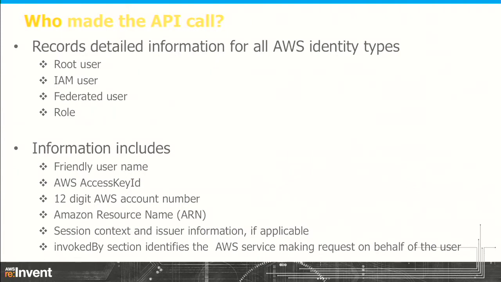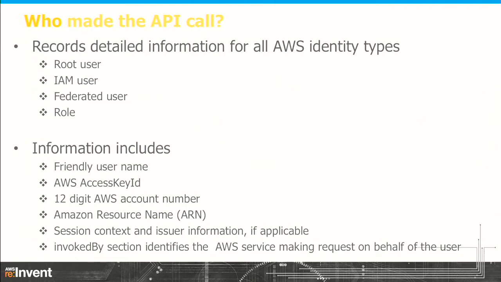We'll go through all these five W's in detail, and I'll start with who, because it provides a lot of rich information. We have multiple identity types within AWS IAM. The root user is one identity type. Similarly, there are IAM users, federated users, and roles. CloudTrail records detailed identity information for all these different AWS identity types, and the information includes the friendly username and the AWS access key ID.